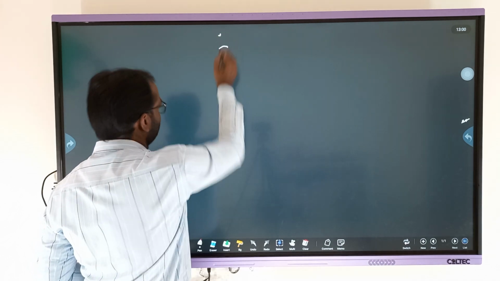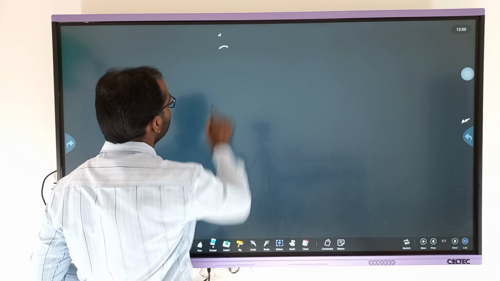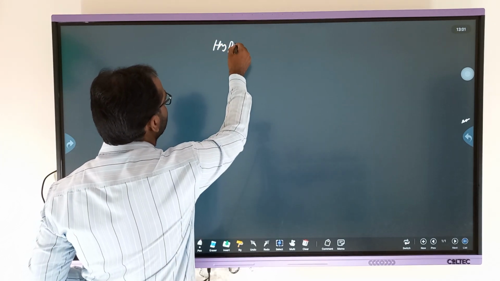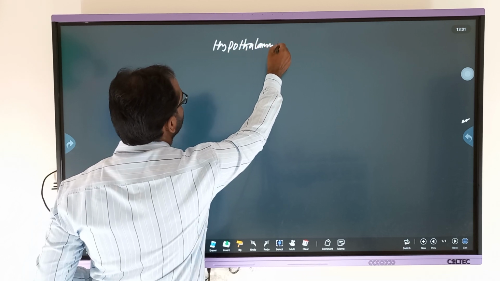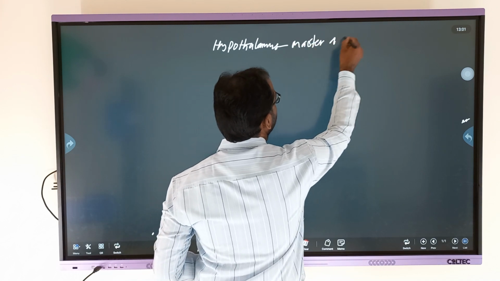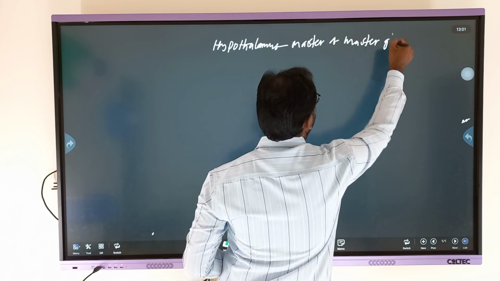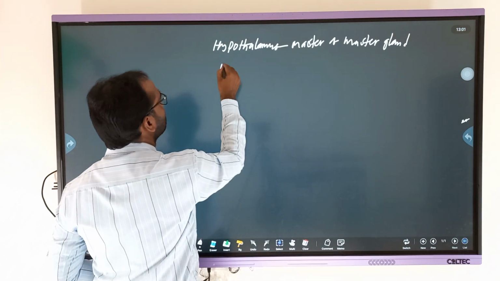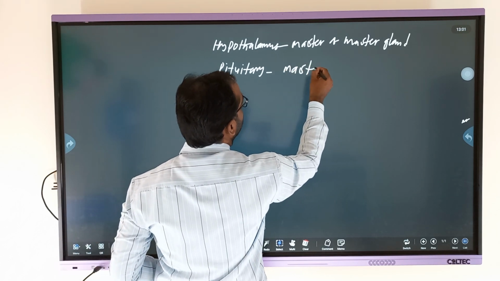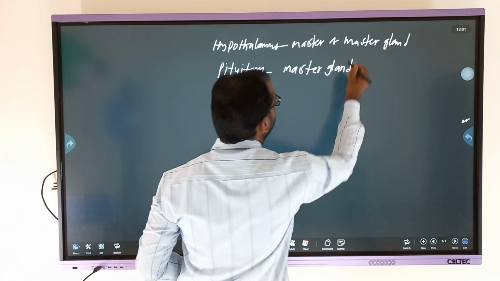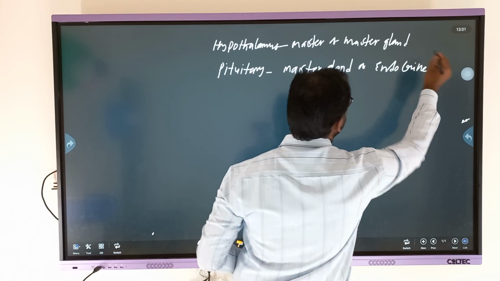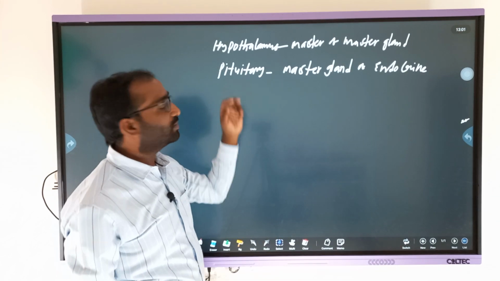Right. So the first one is the hypothalamus. As I told you, this hypothalamus is known as the master of master gland. Hypothalamus is known as what? Master of master gland. And the pituitary is the master gland of the endocrine system. Here the condition is that all the endocrine glands are controlled by the pituitary gland.